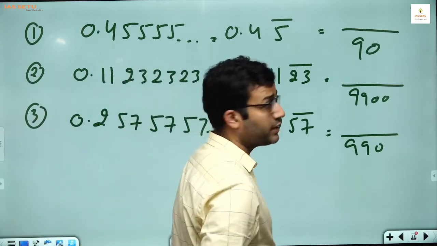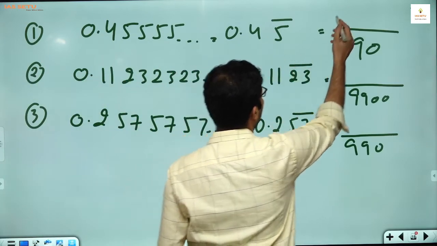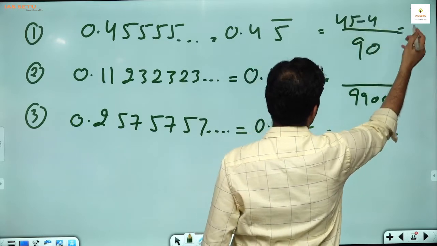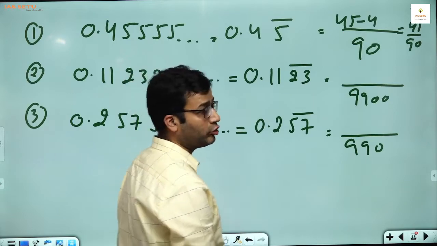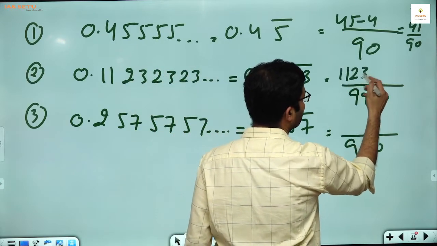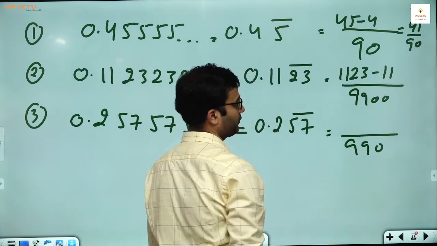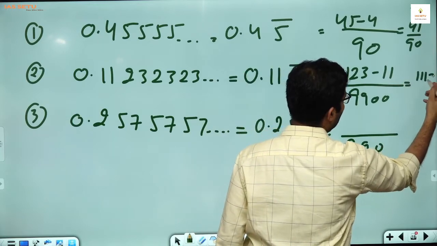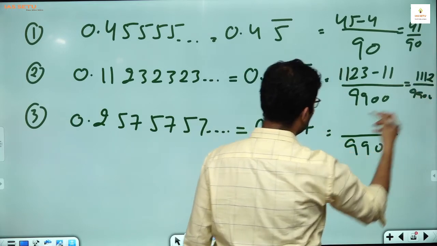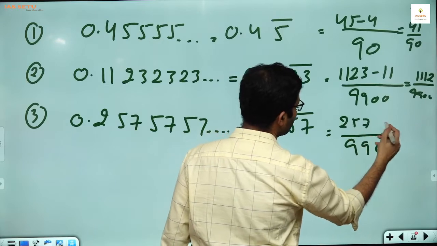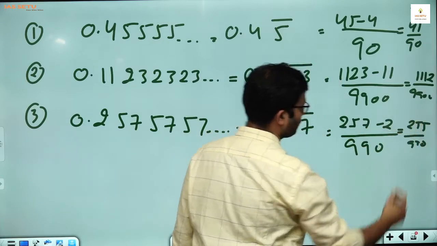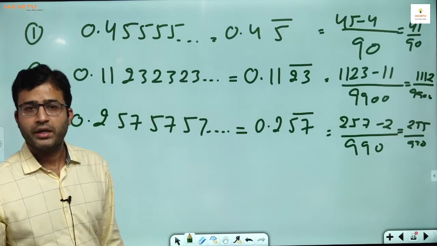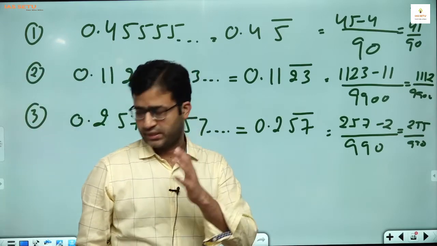Now the numerator here: first question, total number 45 minus 4. So it is 41 by 90. Second question is 1123 minus 11. So this is 1112 divided by 9900. This is 257 minus 2. So this is 255 upon 990. If type 2 is clear to you, type 3 is easier.